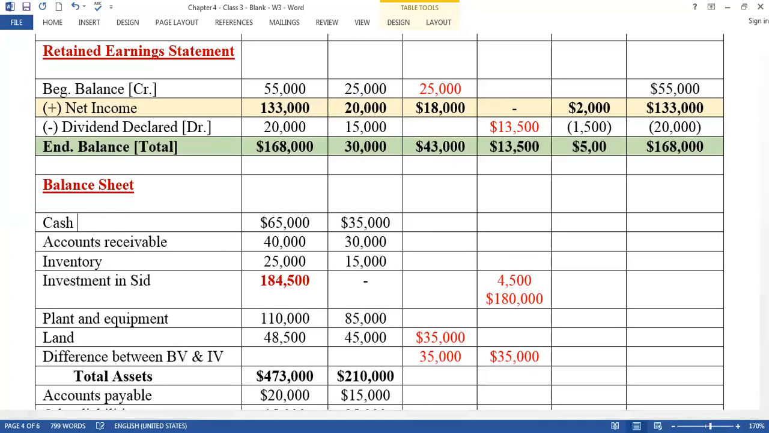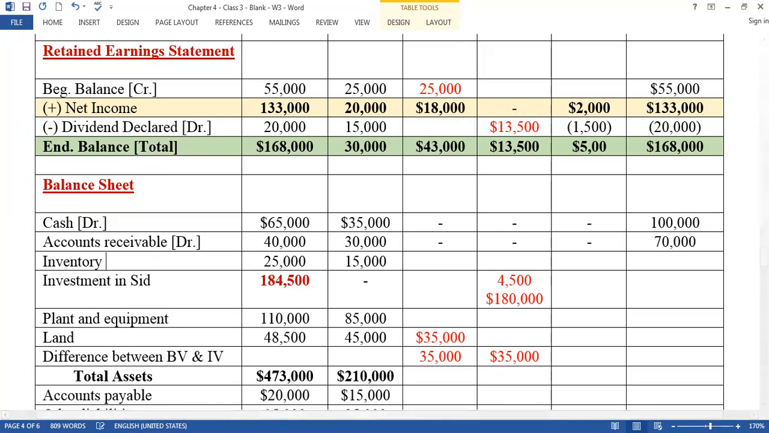Again, cash, normal balance debit. Now look at here, these two are debit. We don't have anything here. So debit and debit plus, it is $100,000. Now accounts receivable, normal balance debit. So these two are the debit. We don't have anything here. Debit and debit plus, it is $70,000.